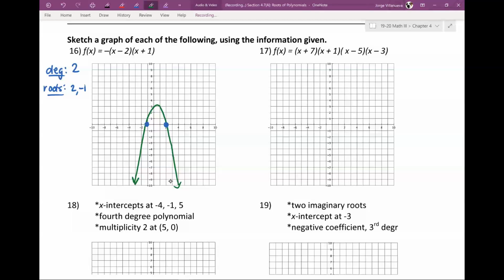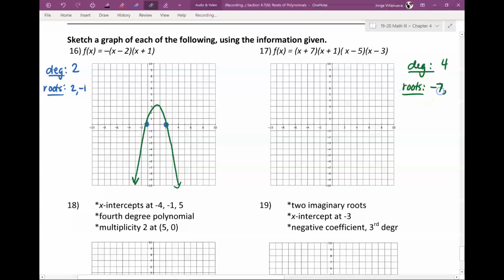All right, 17. What is the degree on 17? 4. 1, 2, 3, 4. That's correct. It's a parenthesis to the first, to the first, to the first, to the first power. So that's a 4. Okay, 1, 1, 1, 1. Now, my roots. What are my roots?